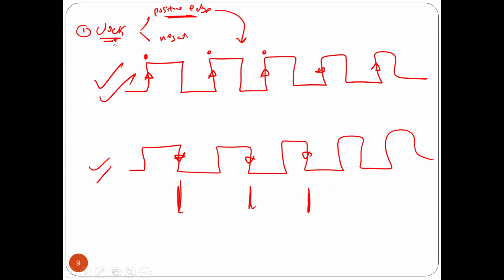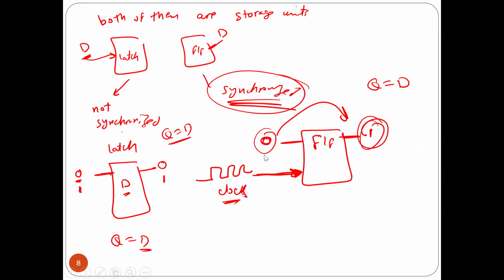Okay. So we have 2 types of systems. One we call positive edge or negative edge. It depends on when action is taken, if the action is taken only at rising or only at falling. Is that okay? Any questions? This is the main difference between latches and flip-flop.